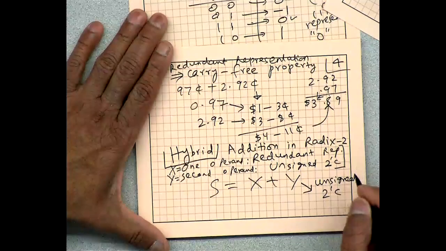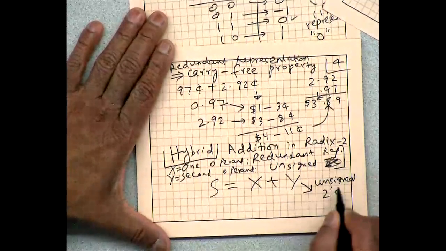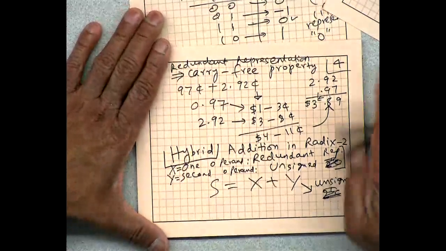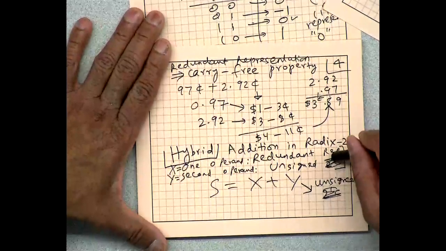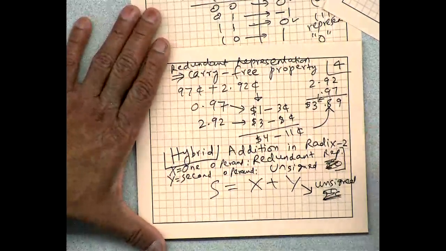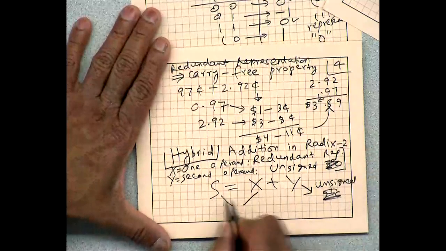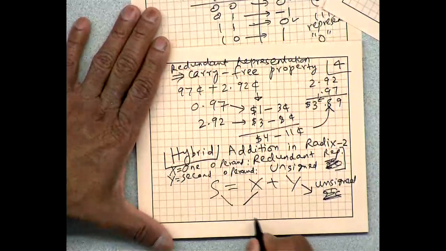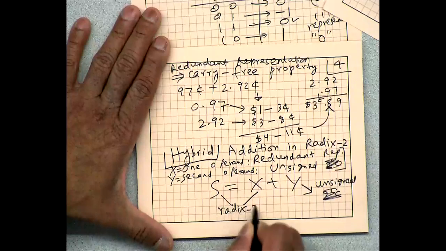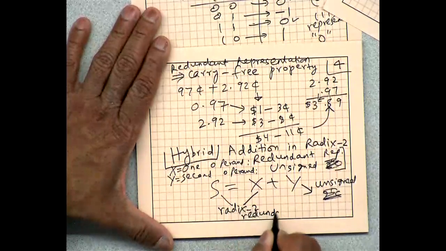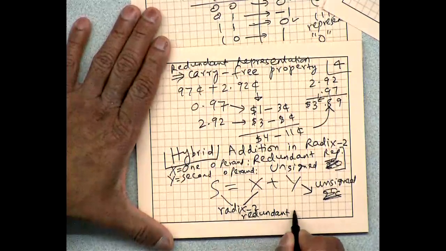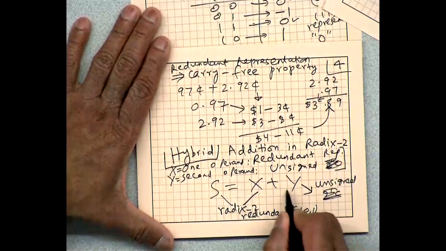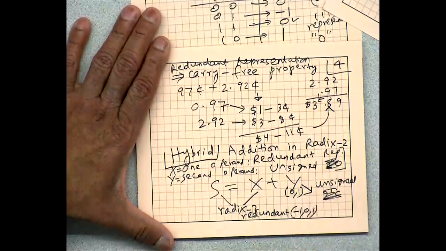I guess unsigned is enough. 2's complement means it accommodates positive and negative numbers, and if it's not signed, then I don't need to worry about saying it's 2's complement. And then the output s, the sum, and the operand x are in radix 2 redundant representation. And that means each digit here can be -1. So the digit set is -1, 0, 1. For y, the digit set can be 0 or 1.